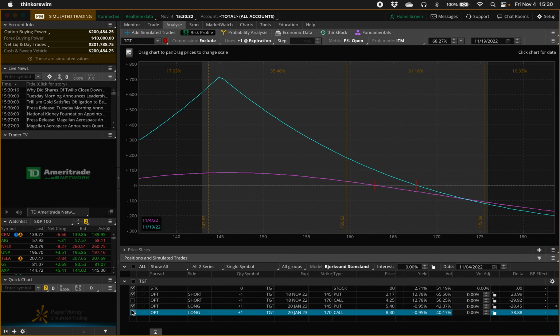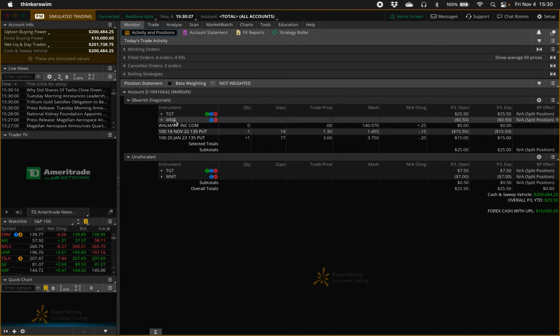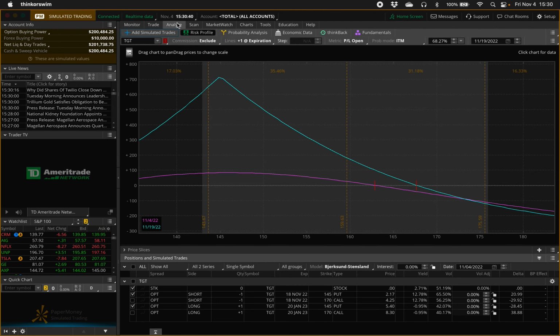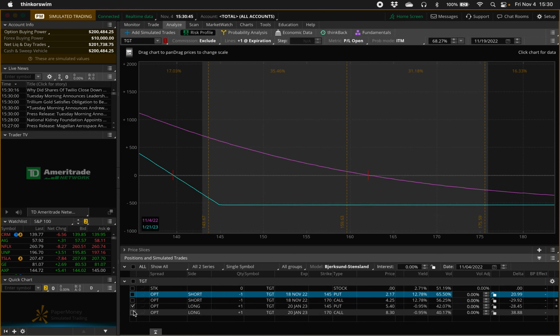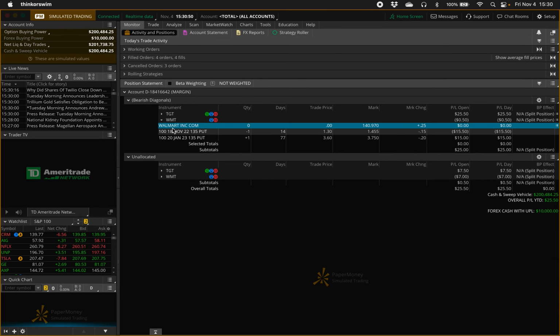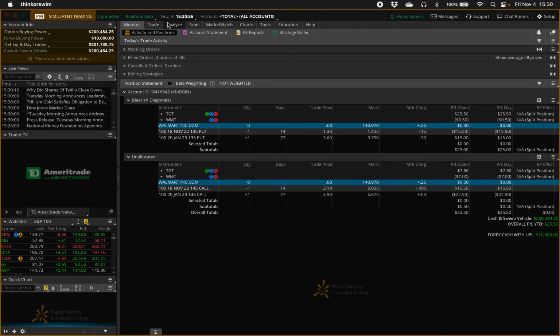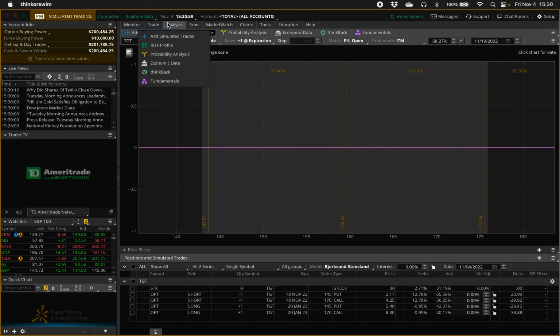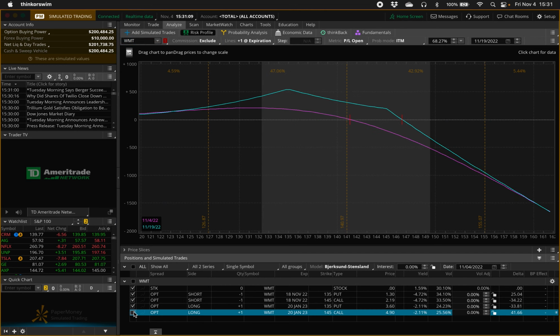I don't believe the Walmart is on here. So let me go over here and probably select the Walmart and then go back to here. No, this is not going to show me my positions for Walmart for some reason. Sorry, that one and this one. Let's see if I select them, will they show up? Nope. That's because the ticker is there. Oh, there we go.